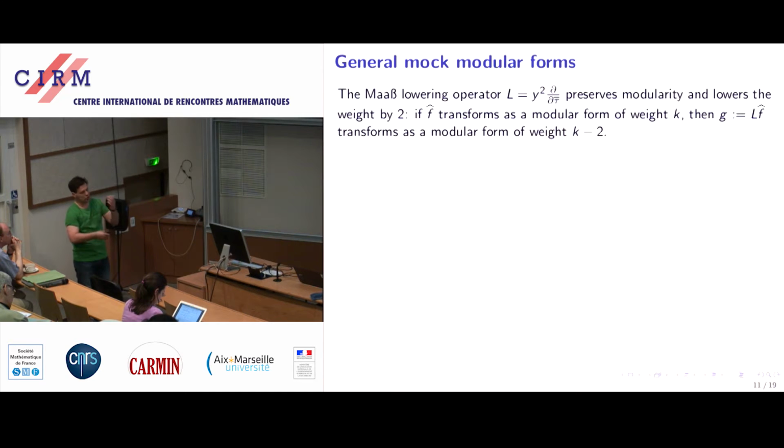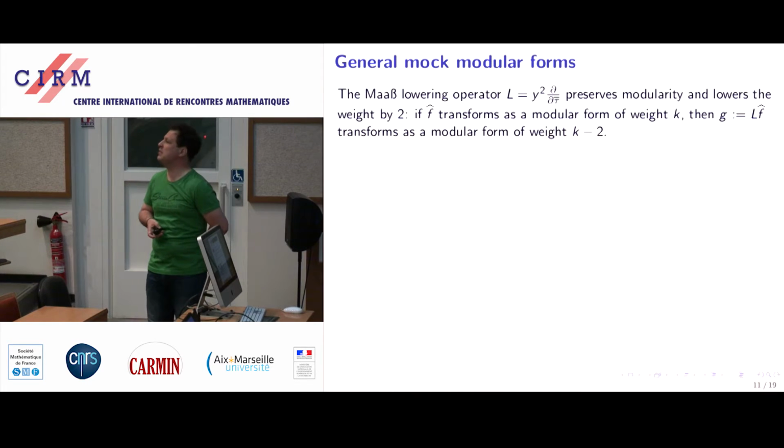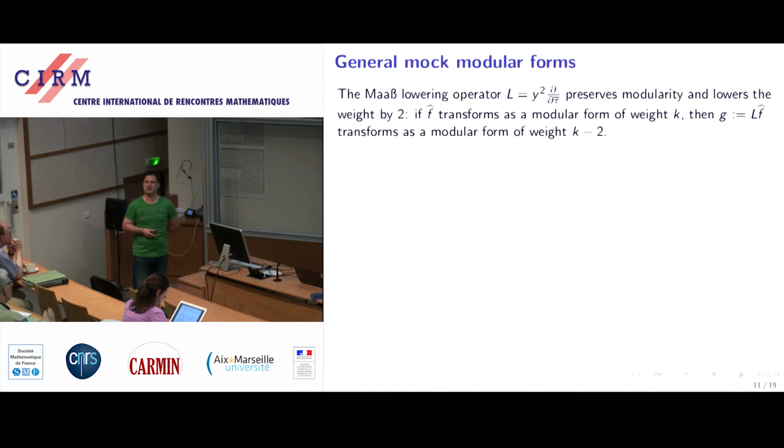If you have a real analytic object which transforms as a modular form of weight k, and you apply the mass lowering operator, you still have something which transforms as a modular form, but now of weight k minus 2. So all modularity is preserved. It just lowers the weight by 2. And further, that's clear because it says the anti-holomorphic derivative, it immediately kills anything that is holomorphic. So anything that is holomorphic, it completely disappears immediately.